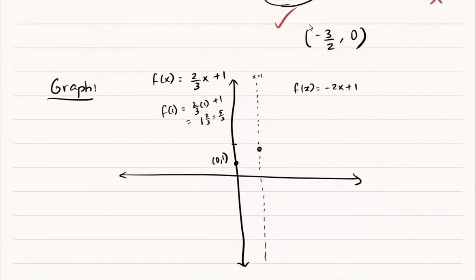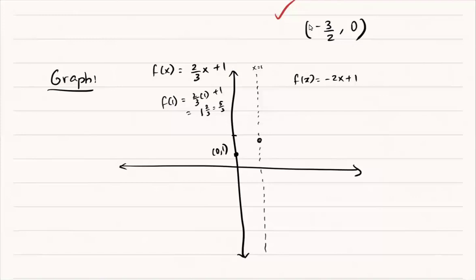But this x-intercept can be used, (-3/2, 0). That is on this graph, somewhere here. So now I have 3 points. I connect them and draw an arrow. That's my first piece.